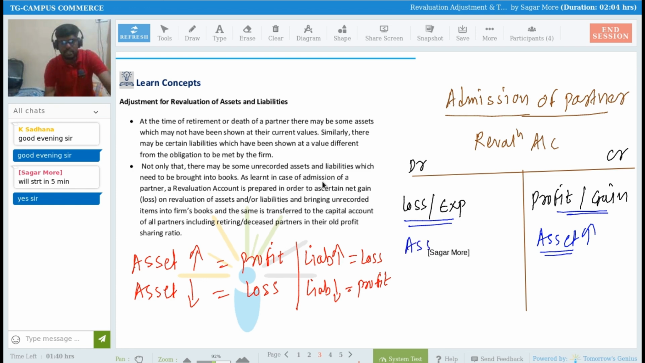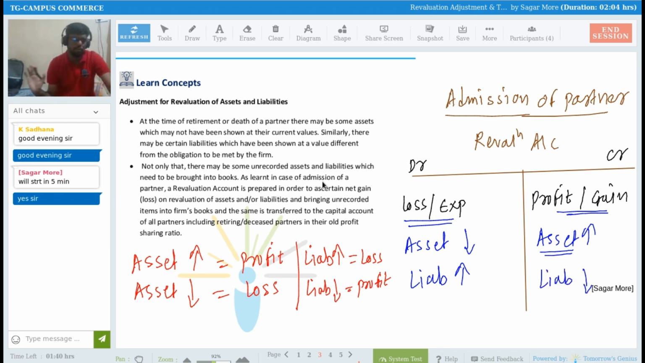If the value of an asset decreases, it's a loss for you. You have to write it down on the debit side. Similarly, if the value of a liability increases, it's a loss or expense for you. And if your liability decreases, it's a profit and gain for you. That's simple. So you have to prepare the revaluation account based on this concept.